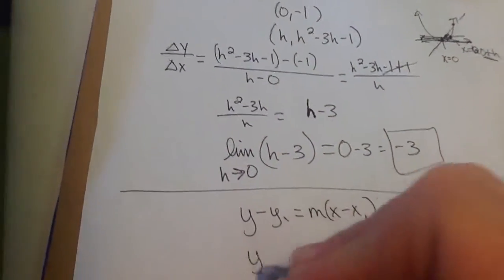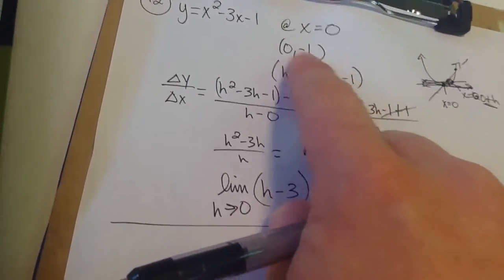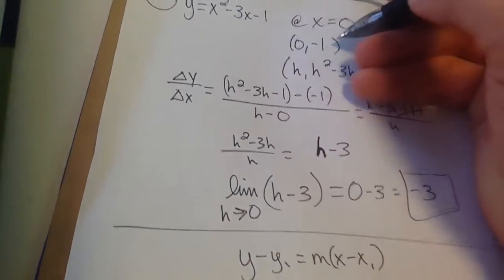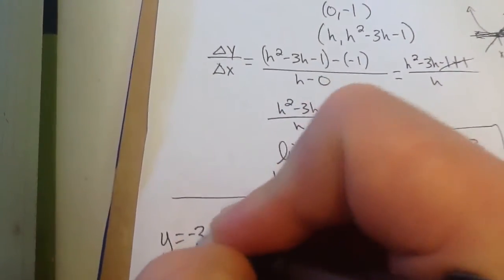Actually, this one's easy too, because if you wanted to do y equals mx plus b, if x is 0, that is your y-intercept. So I guess y equals mx plus b would be easy: negative 3x minus 1.